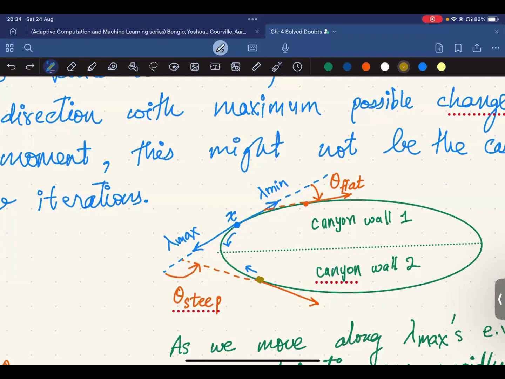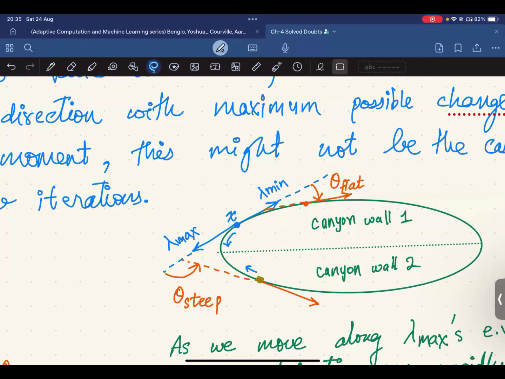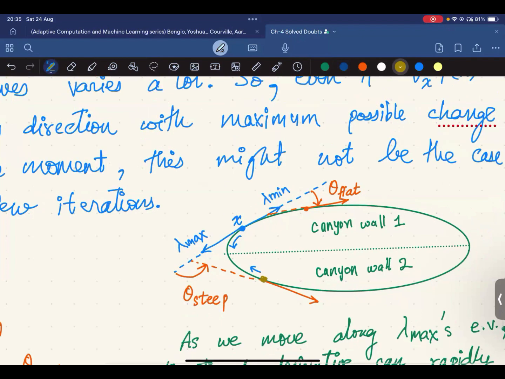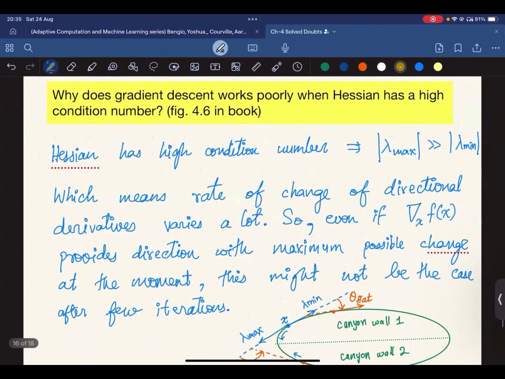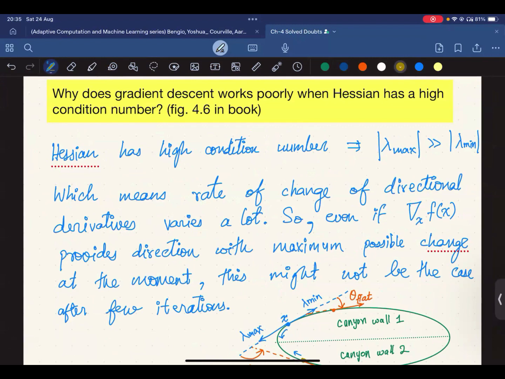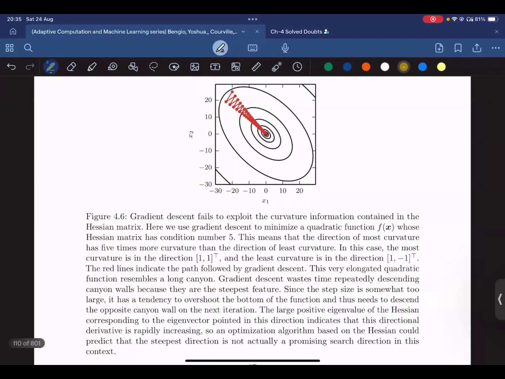Yes. So the main reason for zigzagging is that because these points have high curvature, even a small step can take you to the other side, and again that would happen the next time also. So since our gradient descent is not taking into account this curvature quantity, whenever Hessian has high condition number, gradient descent works poorly. This is the example that is shown in the book.